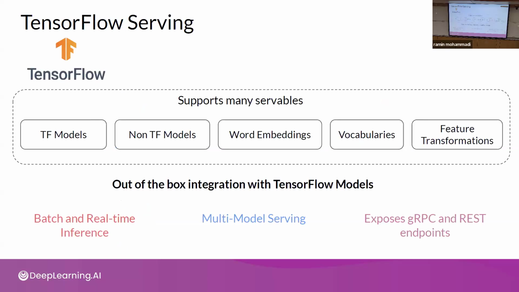We start with the TensorFlow one. TensorFlow Serving allows you to serve TensorFlow models, non-TensorFlow models, embedding models, vocabularies, and features. It has batch and real-time inference. It does multi-model serving, and it gives you both gRPC and REST endpoints.